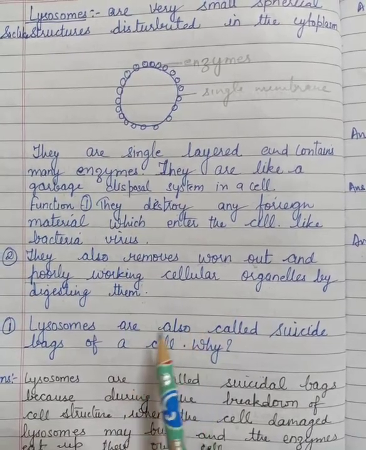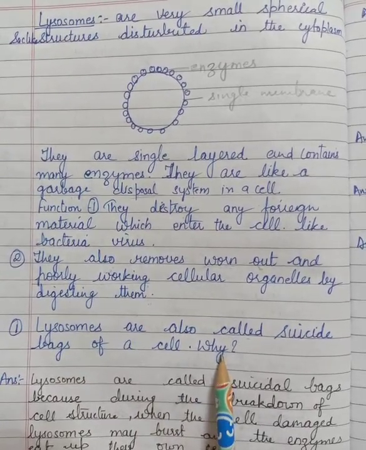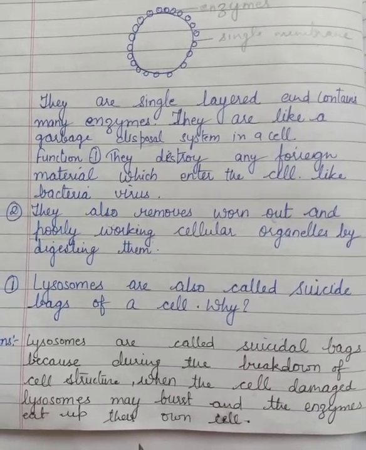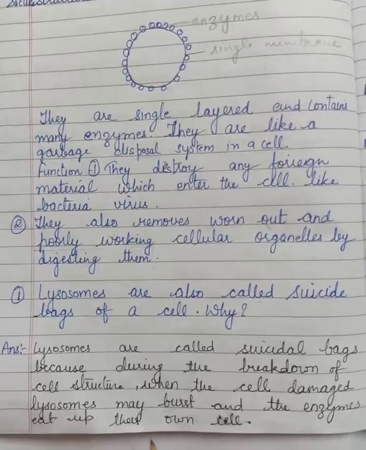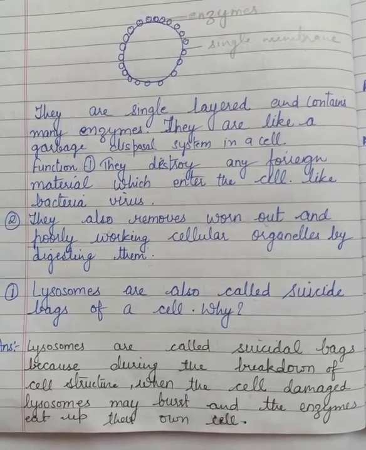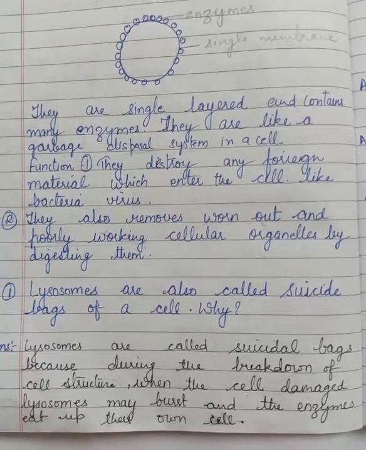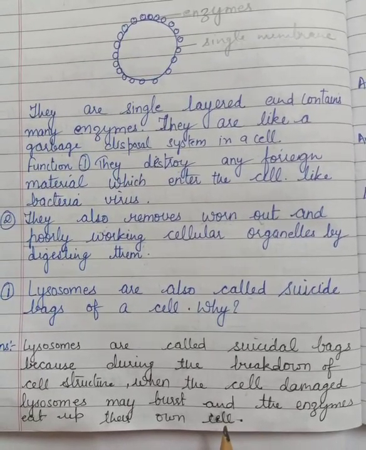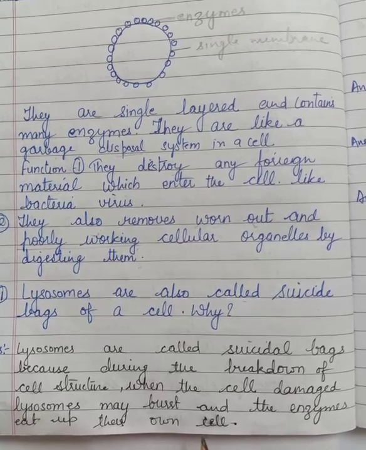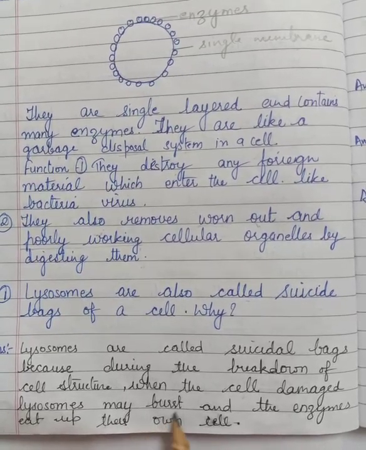Okay, now one more thing about lysosomes. Lysosomes are also called the suicidal bag of the cell. Suicidal bag, what does it mean? During the breakdown of cell structure, the cell gets damaged. At that time, the lysosomes eat the damaged cell because they are in the habit of eating damaged cells. So when there is a breakdown in the cell structure, the lysosomes start eating a lot of cell organelles. Because they are eating a lot of material from outside, they burst.